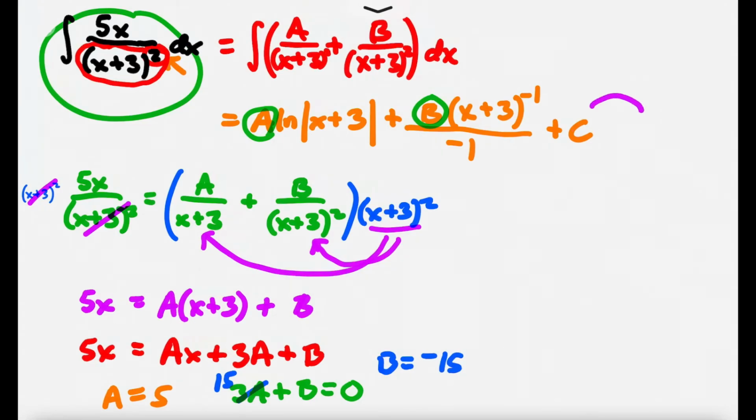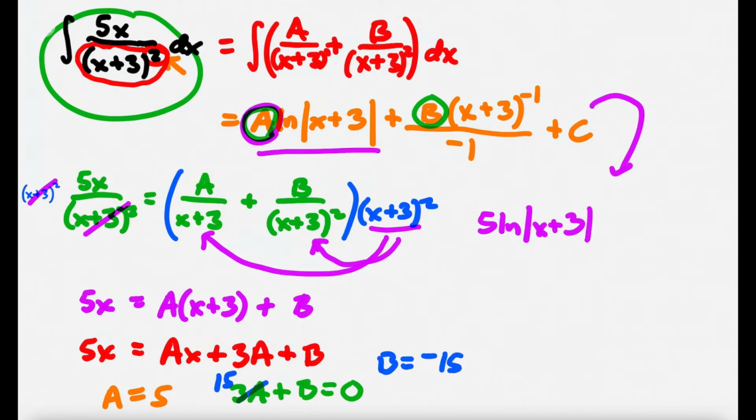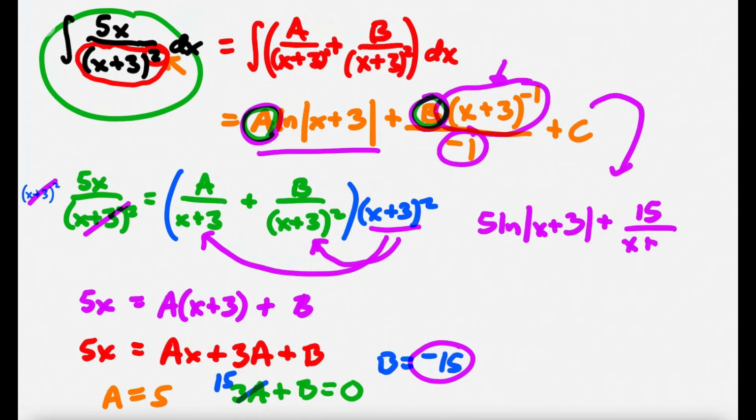All right, so now we're going to rewrite this orange part right here, and a is 5, so it's going to be ln. So we solve for this a right here. 5 ln x plus 3. So that's this term right here. Plus, now we know what b is because it's negative 15. So it's negative 15 over negative 1. That's just going to be 15. And it's times x plus 3 to the negative 1 power. So I'm just going to divide it by x plus 3. It's the equivalent statement, and then you still need the plus c, and that is the final answer for that problem.